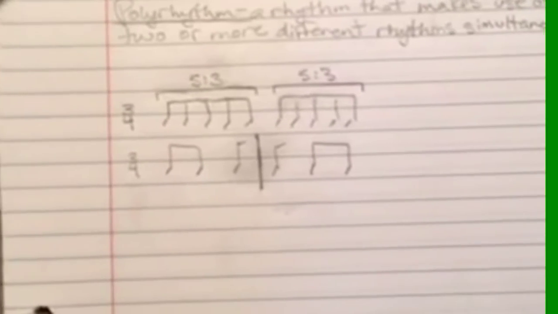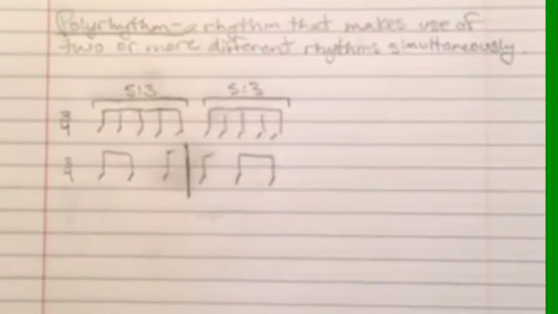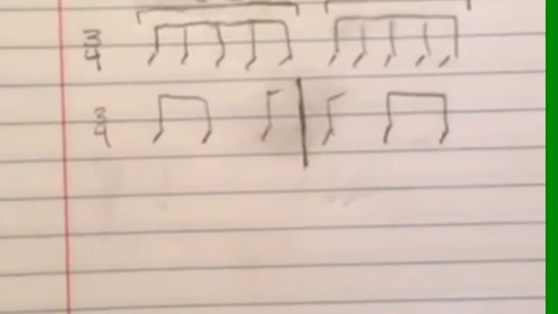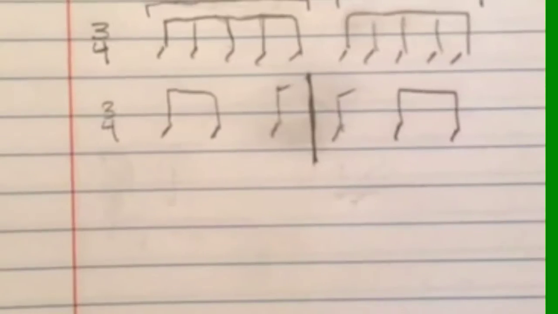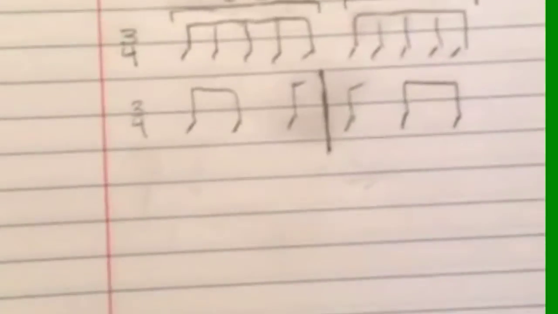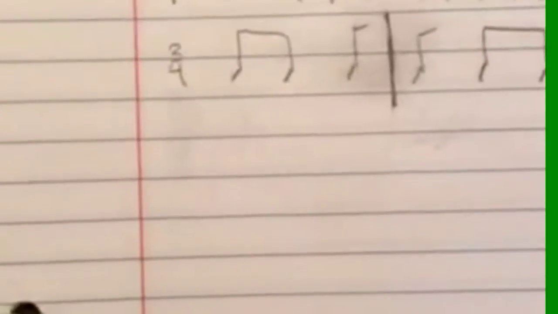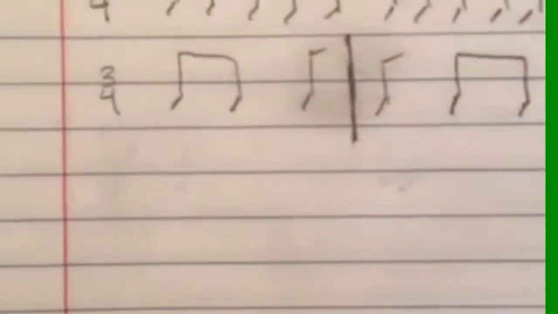Okay, so polyrhythm is a rhythm that makes use of 2 or more different rhythms simultaneously. So in this example, we have 2 groupings of 5:3s in a 3/4 measure. To find the underlying pulse, or the underlying rhythm, you're going to take the right number and what kind of note it is. So in this case, we have 3 eighth notes. So basically what you're doing is putting 5 notes in the space of 3 eighth notes.